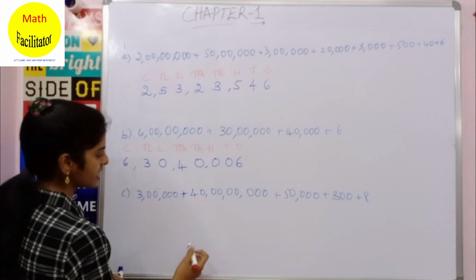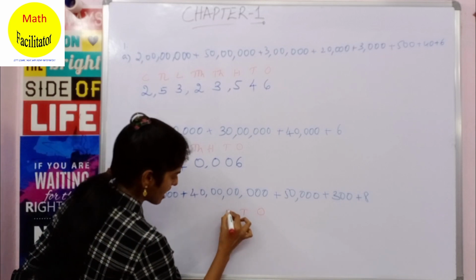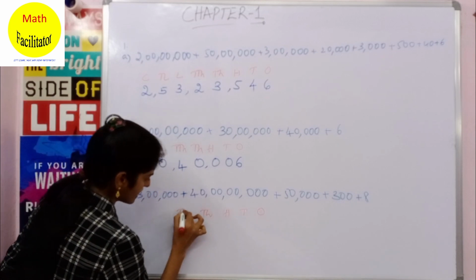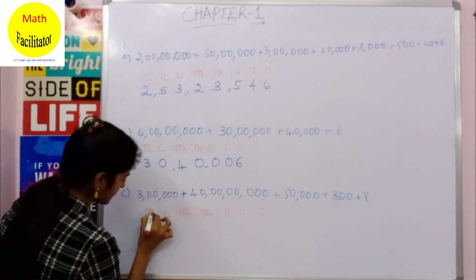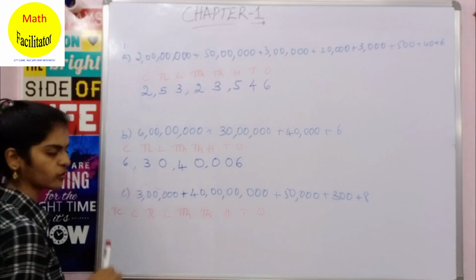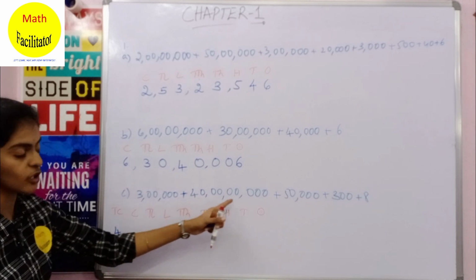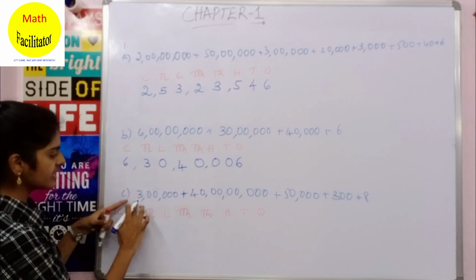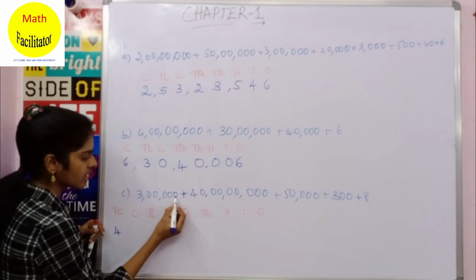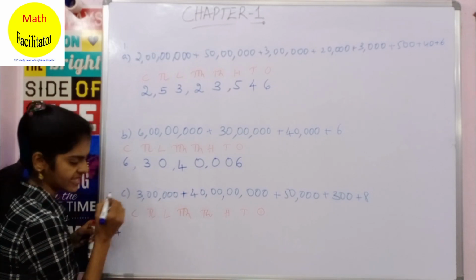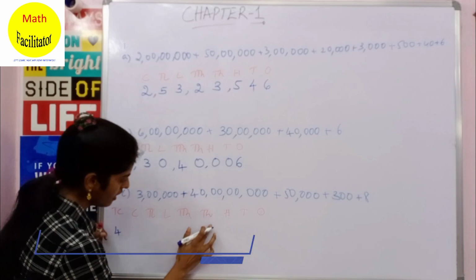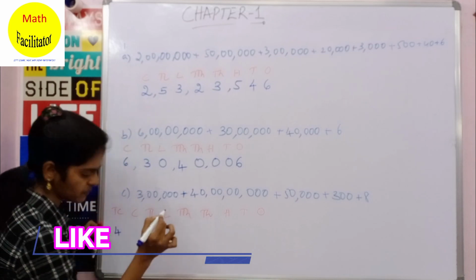So you will write ones, tens, hundreds, thousand, 10,000, lakh, 10 lakh, crore and 10 crore. In 10 crores you will write 4, since it is 40 crore. Now see here it is 3 lakhs. Otherwise you can count 1 2 3 4 5 6. In 6th place you will write 3.